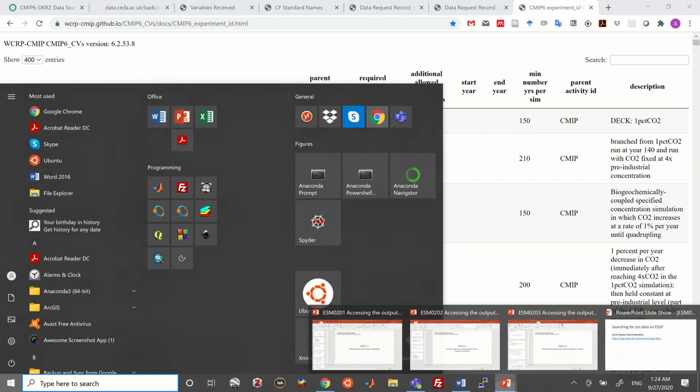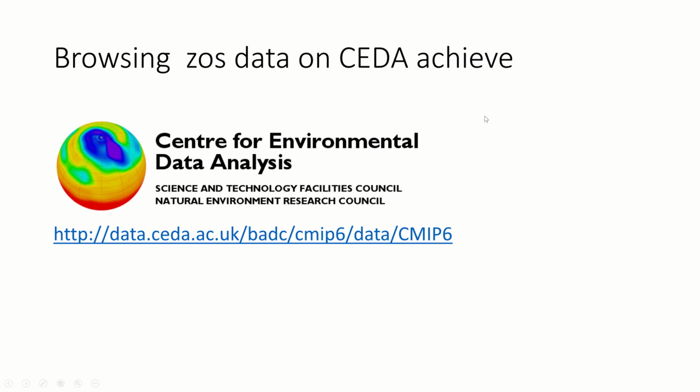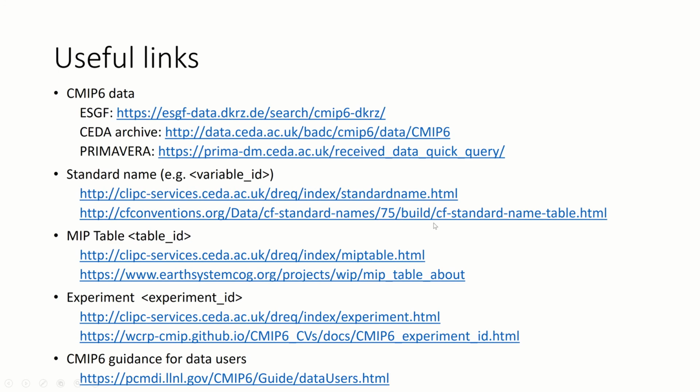So let's go back to the presentation now. We did the search for the ZOS data on the ESGF. We browsed it, and we saw how to browse this data on the CEDA archive, the Centre for Environmental Data Analysis. And we saw how to list available ZOS data for the Primavera project. Primavera is process-based climate simulation, advances in high resolution modeling and European climate risk assessment. So we did a quick query for the data and listed the available data.